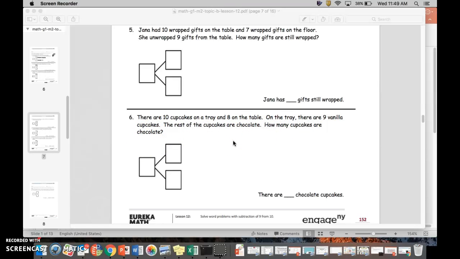Make sure you check your answers on the answer key. Find an expert if you need some help.